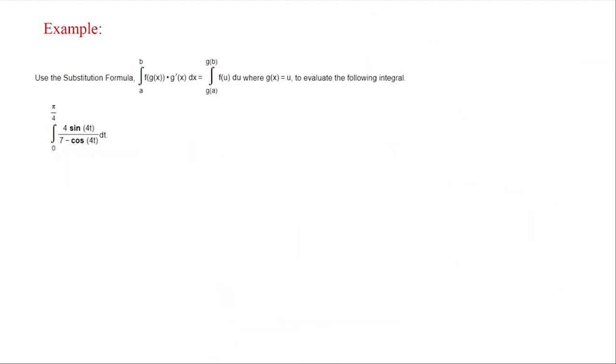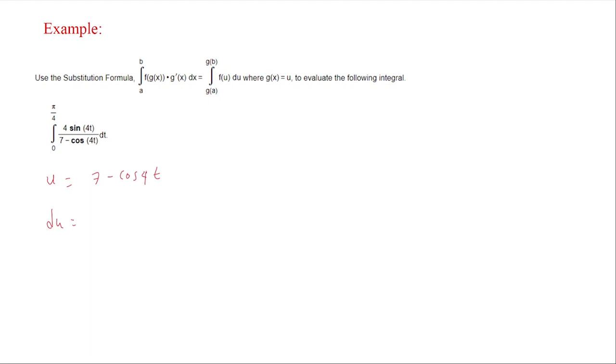Let's look at another problem just by using the substitution method one more time. Here it looks complicated, so we're going to substitute for this denominator function. So let's say u equals 7 minus cosine 4t. If I substitute for the top one, it will not reduce my problem, so we need to substitute for the bottom one. And now find out the du, which is the derivative of 7 minus cosine 4t.